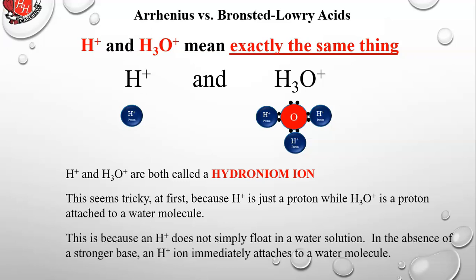This is because the H+ does not simply float in water solution. It doesn't just jump off from the acid and decide to go out for a swim. In the absence of a stronger base, the H+ ion immediately attaches to the water molecule. That's why the H+ broke away from the acid, because a water molecule pulled it away. So it's not going to be out in solution by itself. And that's why we can treat H+ and H3O+ as being the same thing. It really just instantaneously transfers from the acid to the water molecule.